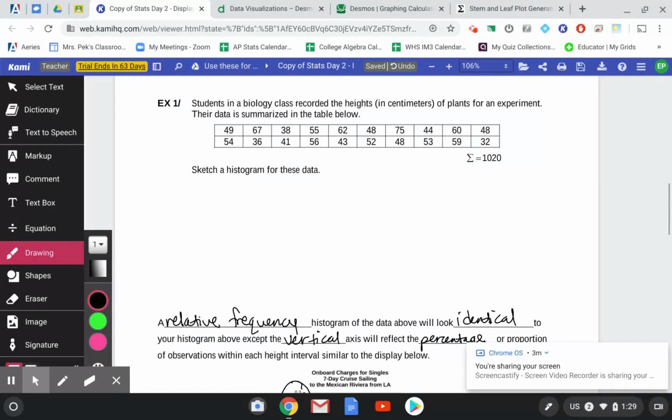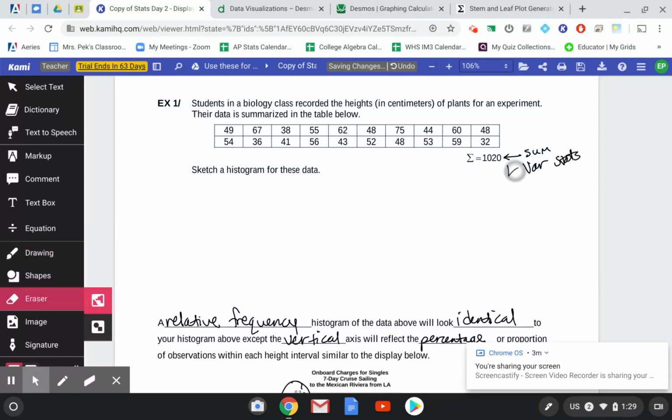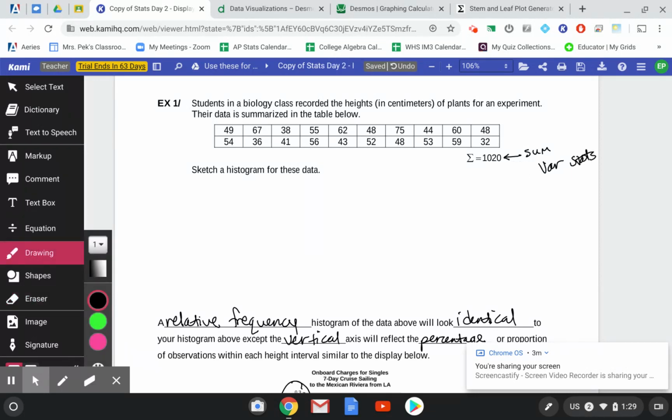Example 1: students in a biology class recorded the heights in centimeters of plants for an experiment. Their data is summarized in the table below. And then this little thing, this is called the sum. And that's just for us to check to make sure we wrote down all the numbers right. If you're using a graphing calculator, there's a one-var stats that will give you the sum after you put a list of values in there. And you can always check to see if your list is correct by doing that.